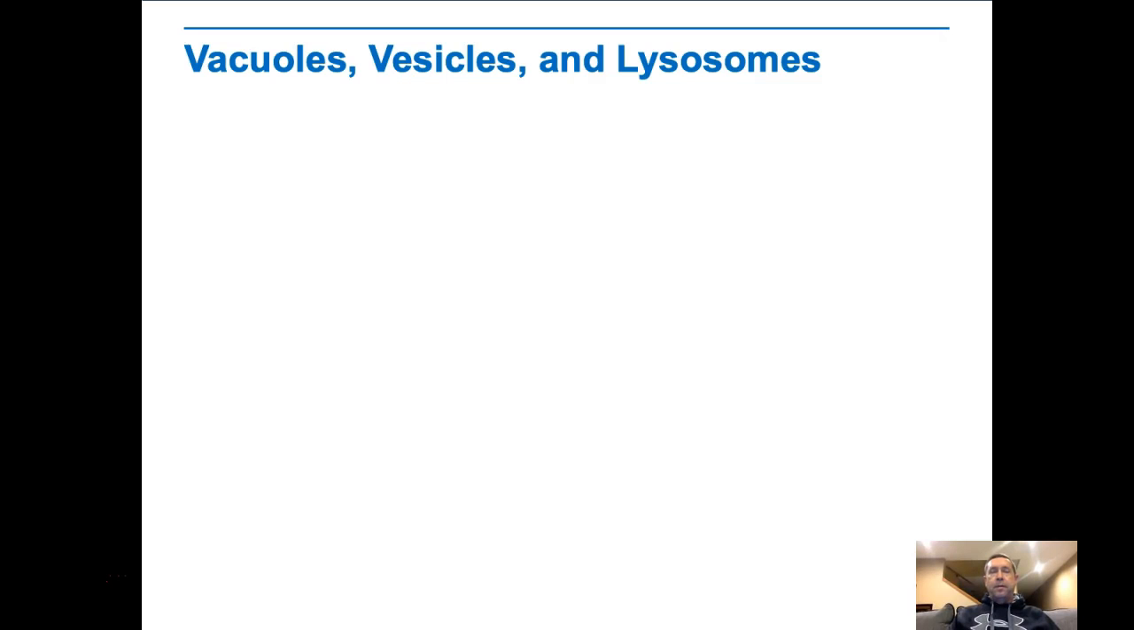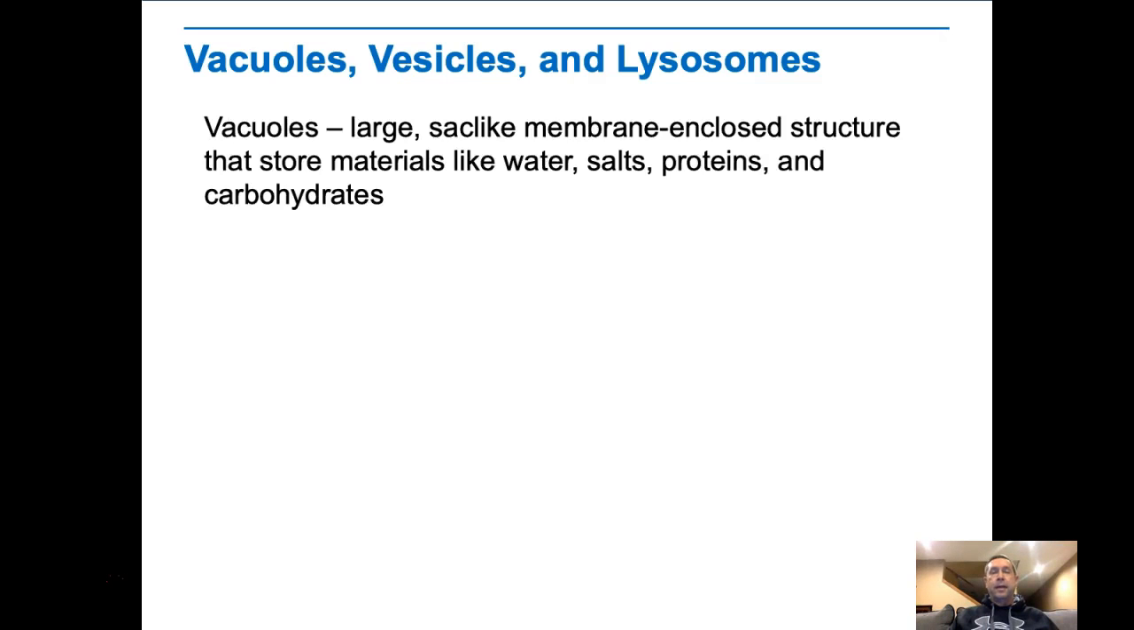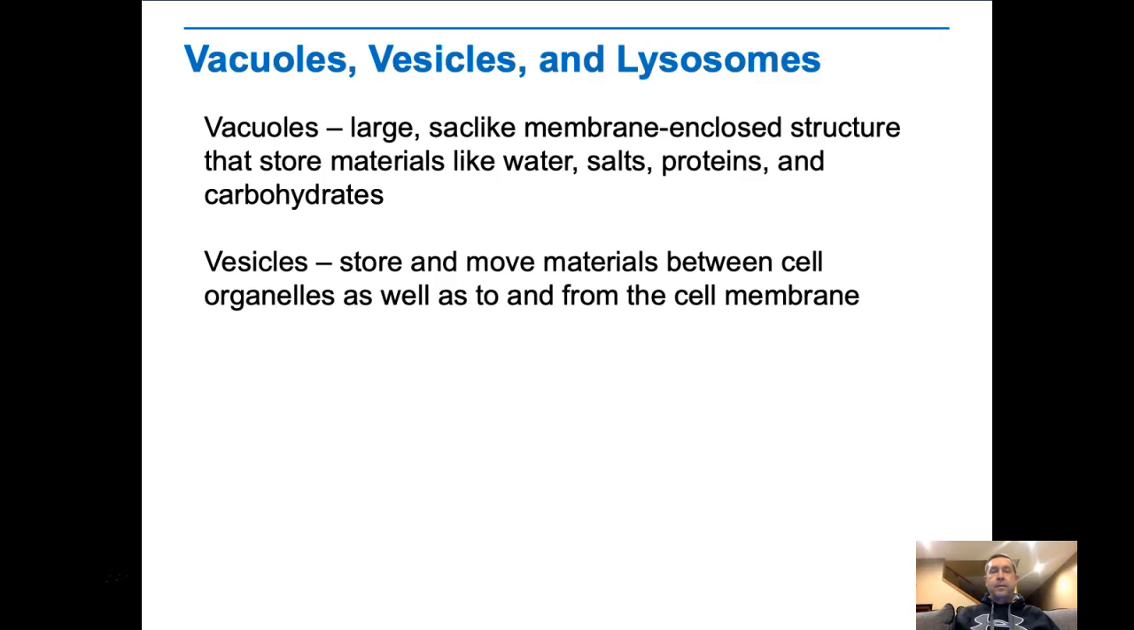There are different structures within the cell that are membrane-bound sacs that have various purposes: vacuoles, vesicles, and lysosomes. Vacuoles are large sac-like membrane-enclosed structures that store materials like water, salt, proteins, and carbohydrates. Some freshwater protists have central vacuoles that collect excess water and expel it from the cell, but mostly they're for storage. Vesicles store and move material between cell organelles as well as to and from the cell membrane. Like we talked about earlier, the proteins that were packaged in the Golgi apparatus travel to the cell membrane.